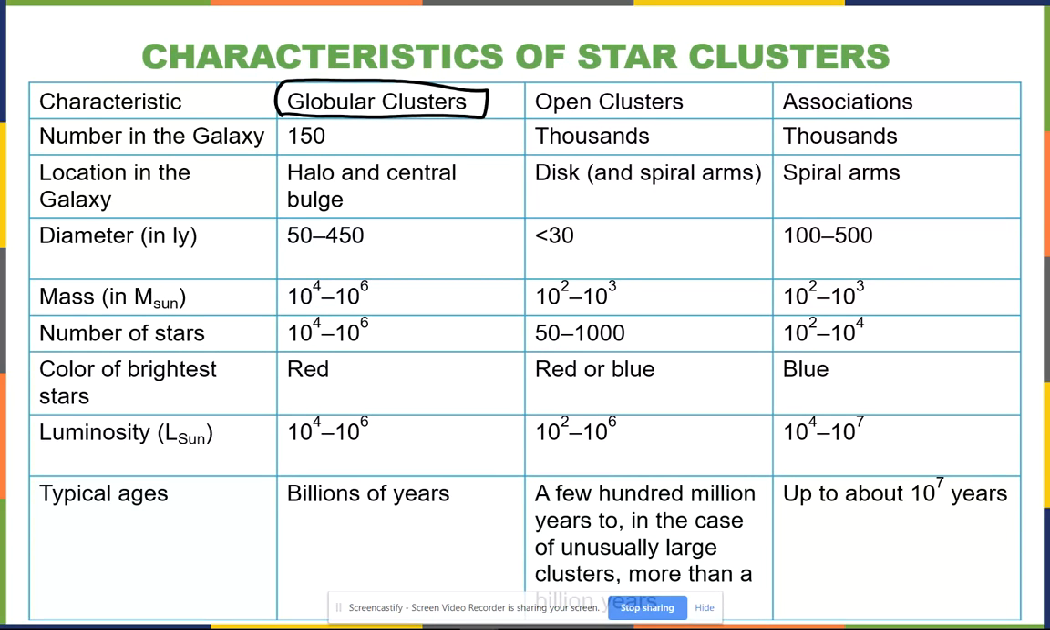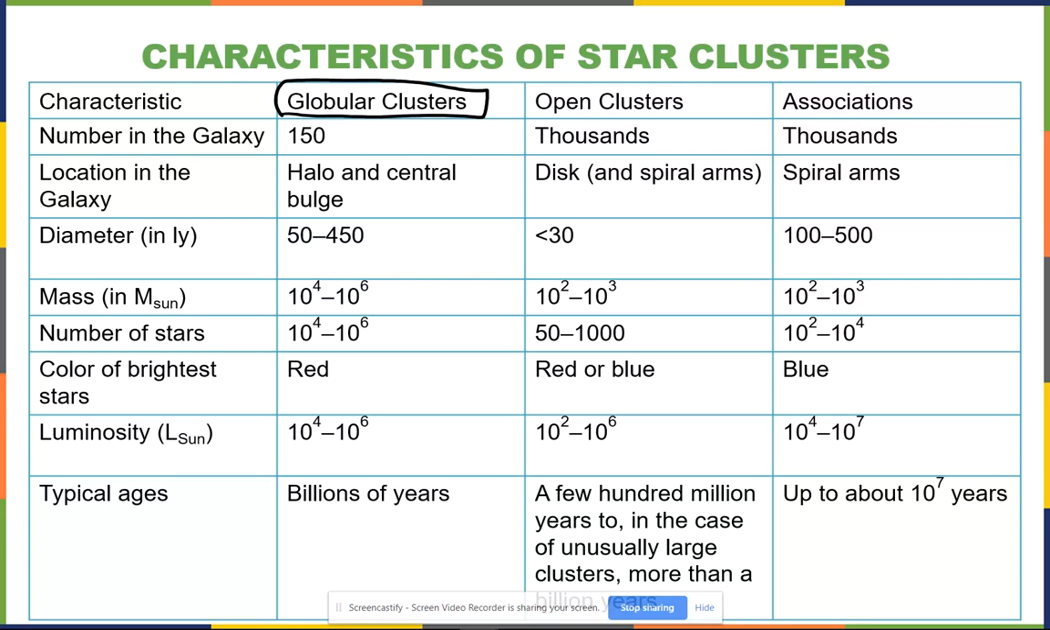So globular clusters, how many are in our galaxy? Only about 150 that we know of. Globular clusters aren't that common, although when you look at objects in the sky, you see a lot of globular clusters because there are a lot of stars there, which makes them put off more light, generally speaking. Open clusters, there are thousands of those. And then the associations, also thousands. So there are a lot more situations where smaller numbers of stars formed at once than situations where a lot of stars formed at once.